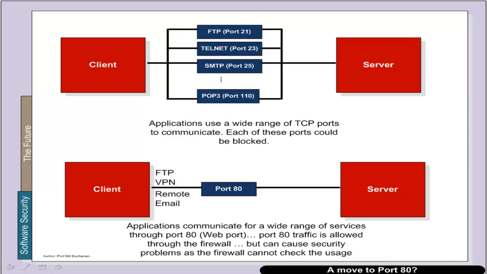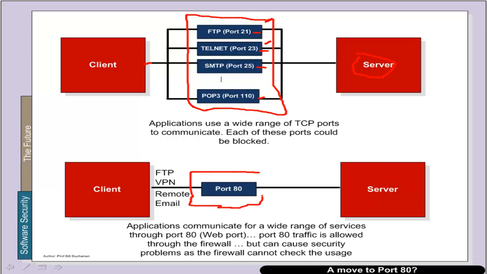Another major change is that we have typically built security and applications around certain key ports. So the server listens on certain ports: 21 for FTP, 23 Telnet, 25 SMTP, 110. Our security is typically focused around detecting these ports and blocking them. Unfortunately, many applications won't actually work if some ports are blocked.